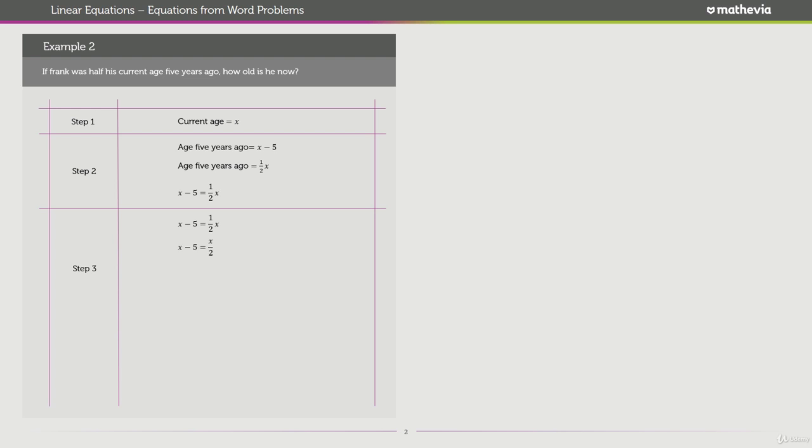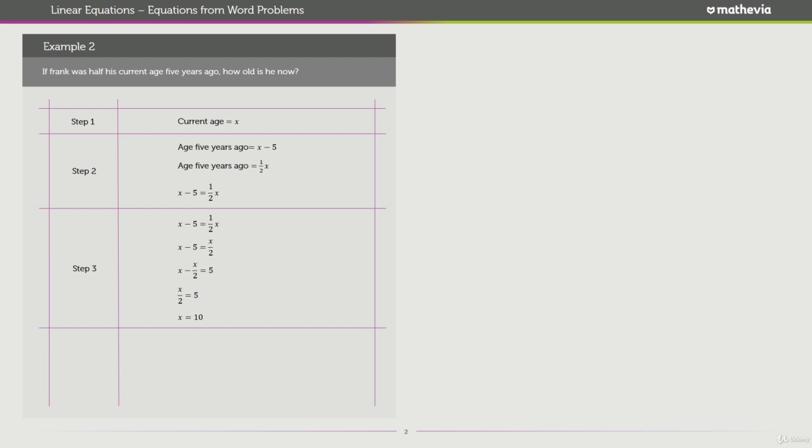So x minus 5 equals 1 over 2x. We'll simplify, we just make that simpler. 1 over 2x, that's x over 2, and basically we'll bring x over 2 over to the left. We have x minus x over 2 equals 5. If you work that, x minus x over 2 is x over 2. x over 2 equals 5. And basically when you cross multiply you have that x equals 10, and yes, Frank is 10 years old.